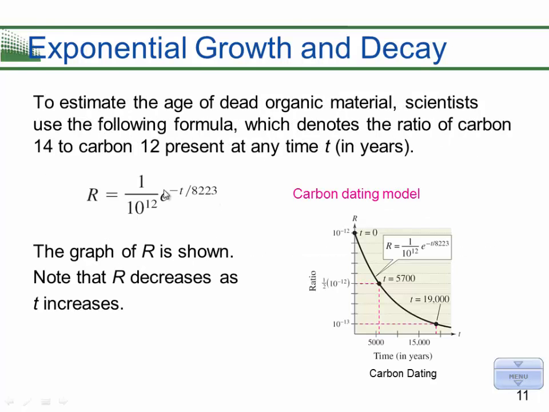So we can use that along with this formula to date things. This is how anything that has carbon in it is dated. This is how scientists have dated how old the Earth is, that the Earth is 4.5 billion years old. This is one of the ways that they've dated that.